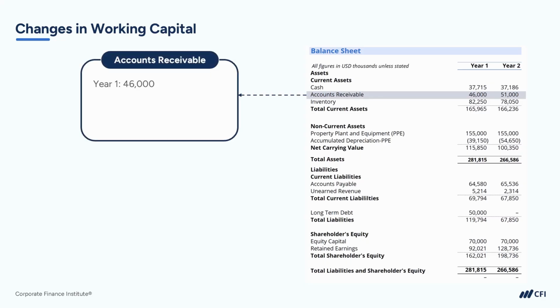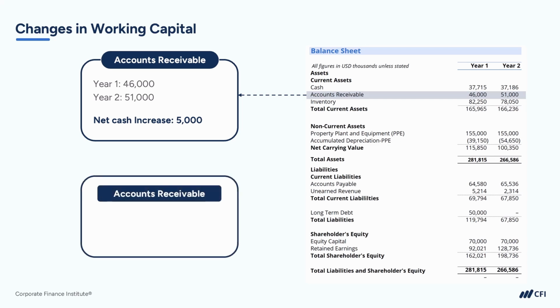In year one, this company had $46,000 in accounts receivable. In year two, the accounts receivable increased to $51,000. As a result, the company has $5,000 less cash. In contrast, if we saw accounts receivable go down, the business would have received more cash. So, in summary, when you see accounts receivable goes up, cash is going down, and we're going to express that as a negative number. Conversely, when accounts receivable goes down, cash is going up, and so we're going to express that as a positive number.